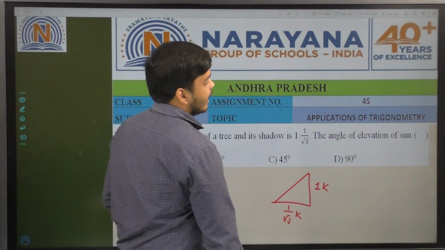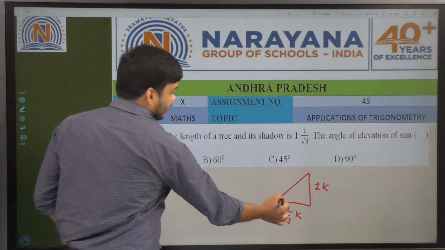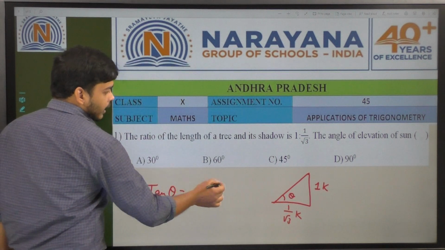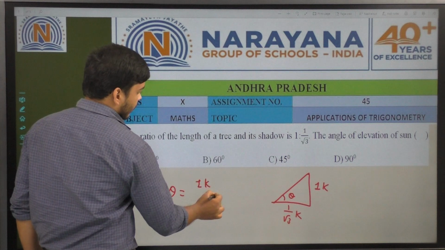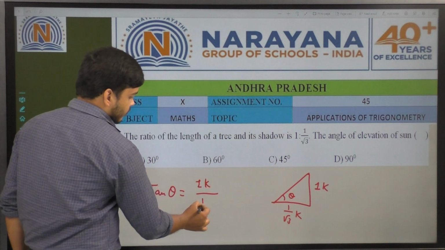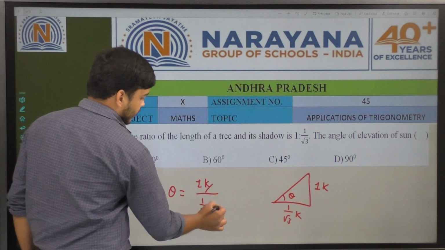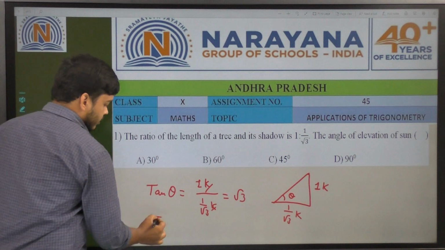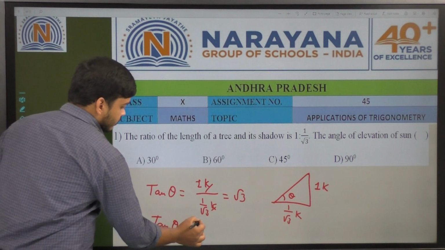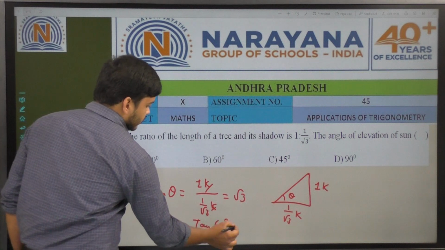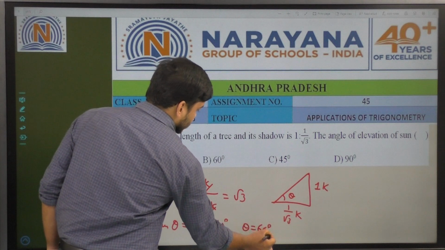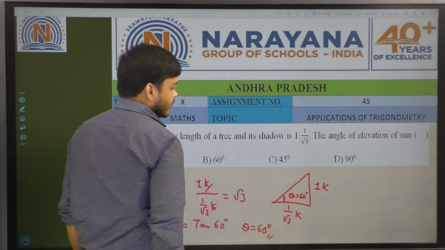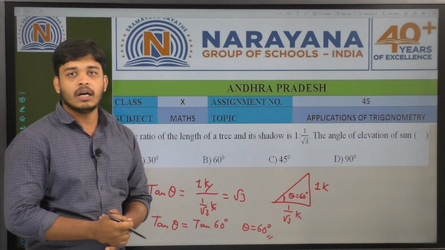Then the angle of elevation of the sun. So we need to calculate the angle of elevation of the sun. So tan theta is equal to the length of the tree, 1k, by its shadow, 1 by root 3. Here k and k get cancelled. The value is root 3. So tan theta is equal to root 3. So tan theta is equal to tan 60 degrees. So here theta is equal to 60 degrees. Here the angle of elevation of the sun is 60 degrees.